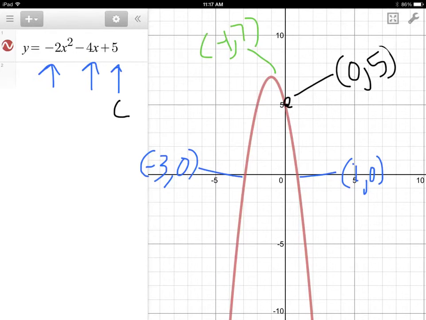So if I plugged in 0 for x in both locations, I would get an output of 5. So in the standard form of a parabola or a quadratic, the C location, or the constant, is always the y-intercept. That's handy.